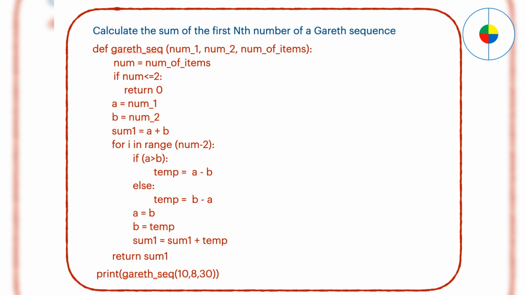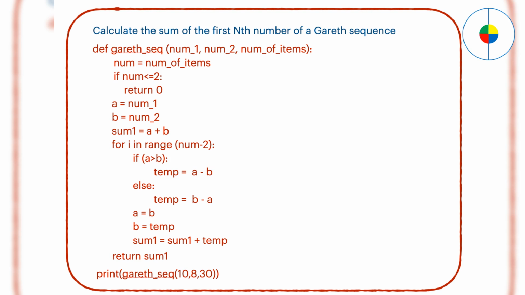Then, transfer the value to a new variable num. If num is less than or equal to 2, that's too easy and no need to calculate. So we return 0. Then transfer the value of num_1 and num_2 to a and b. The variable sum1 is the total value of the sequence. Now we only have two numbers, so sum1 equals a plus b. Then, we have a for loop, to find the nth number of the sequence, and add it to the sum.